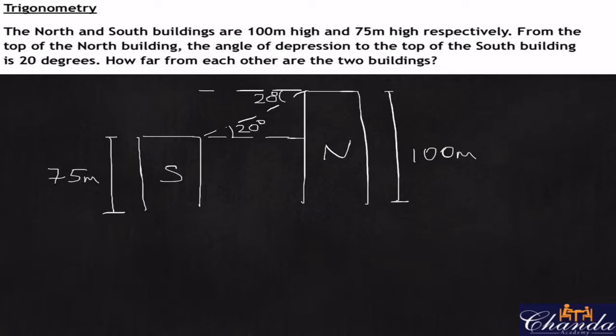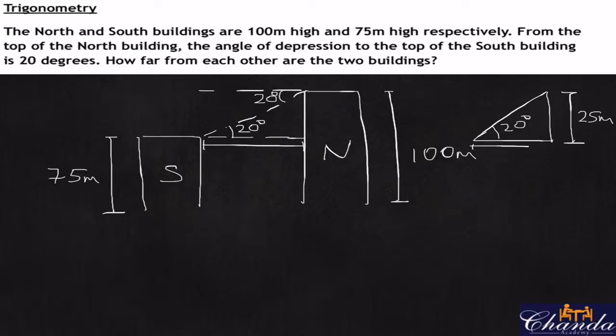Now, the question says, how far from each other are the two buildings? So this is the distance that we're looking for. So if I was to draw this out, we have 20 degrees there, and we have this distance there, which is basically the distance between the height of the north building and the height of the south building, which is simply 100 take away 75, which gives us 25 meters. And this is the distance we need to find, which is the distance between the two buildings.